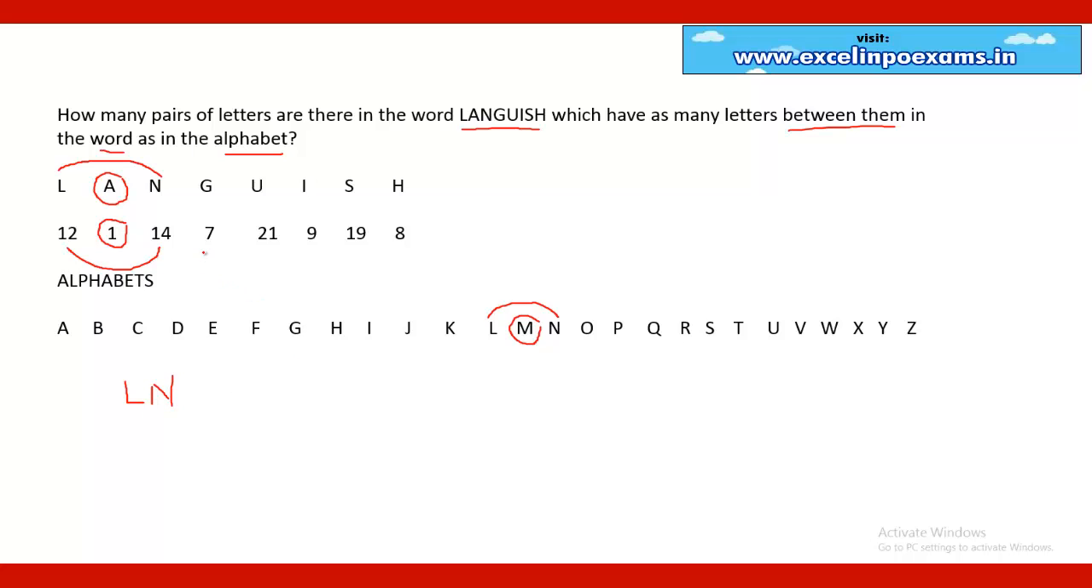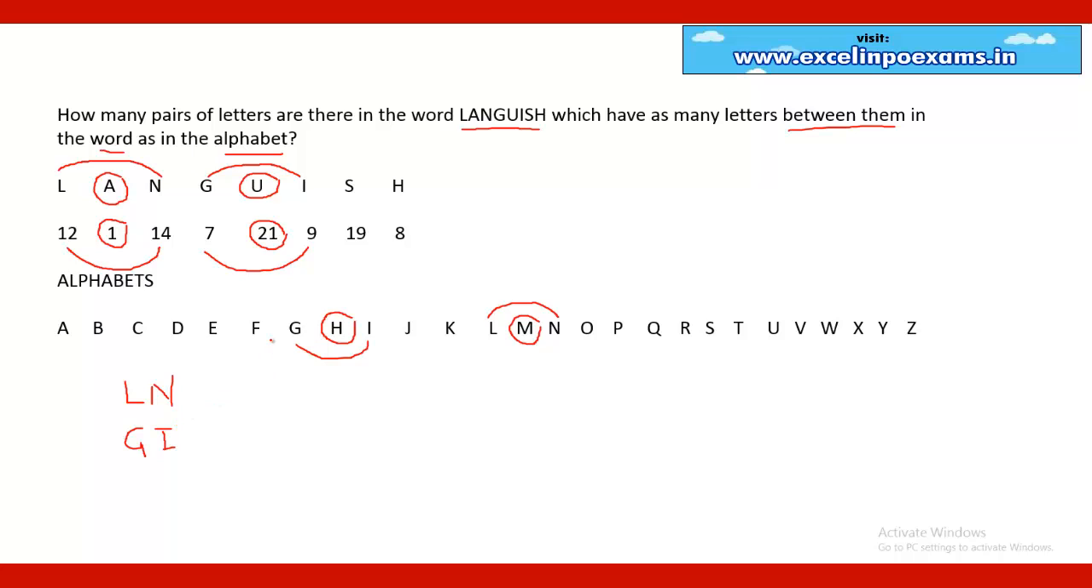Now the second, you see 7 and 8, 7 and 9: 7, 8 and 9. This shows that between 7 and 9 there is one letter in the alphabet, and in the word also between G and I there is one alphabet. Now check for the alphabets G and I. Between G and I there is one letter, that is H. And here also in the word between G and I there is one letter, U. Therefore it also satisfies the given condition, and so another pair is GI.